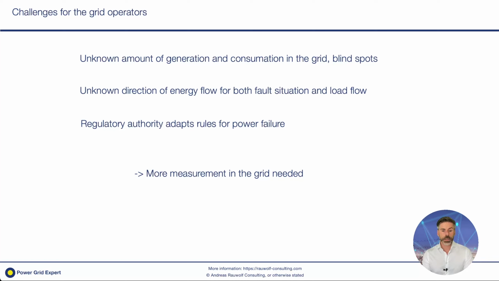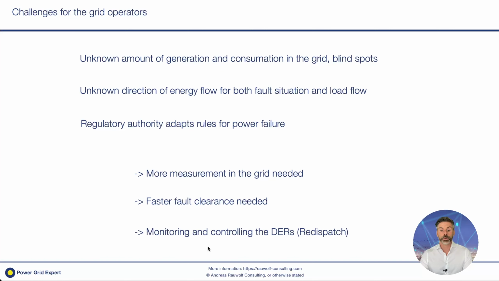So what does that mean? That is now not challenges. This is now what has to be done, what has been done in the last years, and what will have to be done within the next years. We absolutely need more measurement points in the distribution grid, clearly in the medium voltage level. We need faster fault clearance. If we want to reduce the power outage time, this is the way to go. And of course, we have to monitor and control the DERs. This is learning by doing, actually.